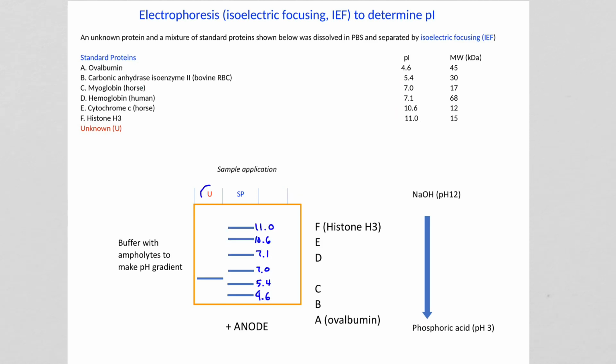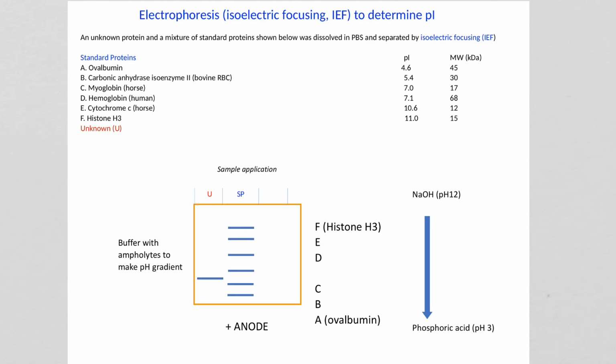Now the unknown protein will also travel in the gel, and when it reaches the pH which is equal to the pI of the unknown protein, that protein is not going to migrate anymore, and it will simply precipitate in the gel. So you can get an idea of the pI. You can see the pI of the unknown protein is somewhere between 5.4 and 7.0.